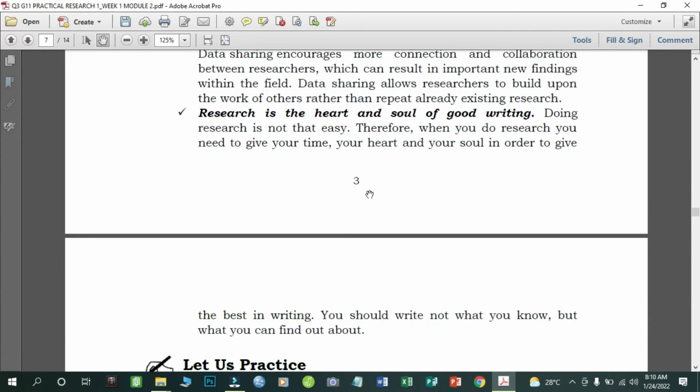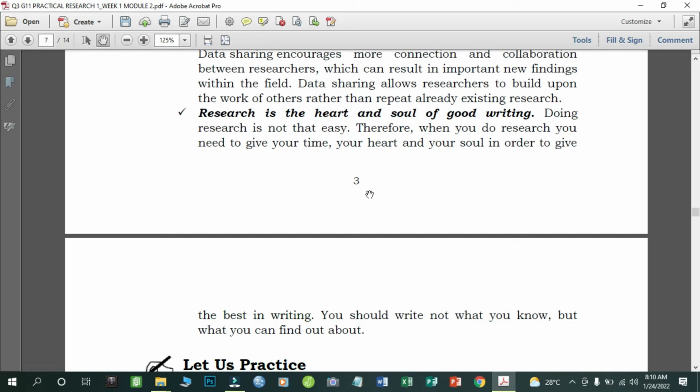Next, research is the heart and soul of good writing. Doing research is not that easy. Therefore, when you do research, you need to give your time, your heart, and your soul in order to give the best in writing. You should write not what you know, but what you can find out about. So I think this is the essential thing in your research paper.